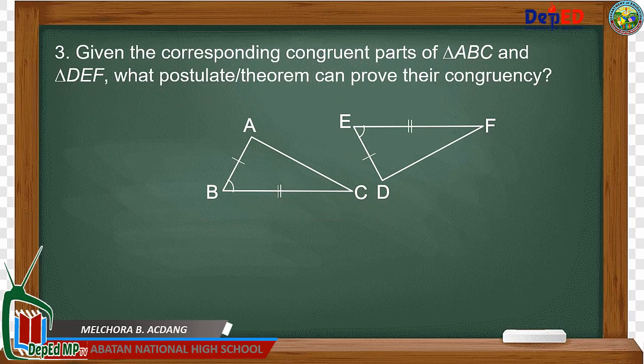Number 3. Given the corresponding congruent parts of triangle ABC and triangle DAF, what postulate or theorem can prove their congruency? Letter A. Angle, side, angle. Letter B. Leg, leg. Letter C. Side, angle, side. Letter D. Side, side, side.